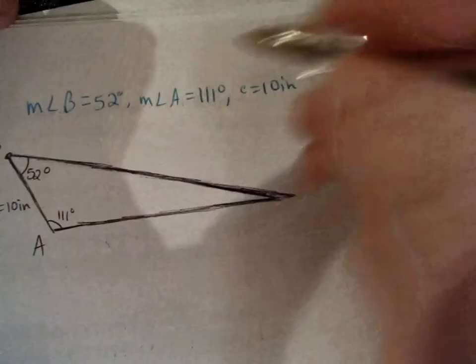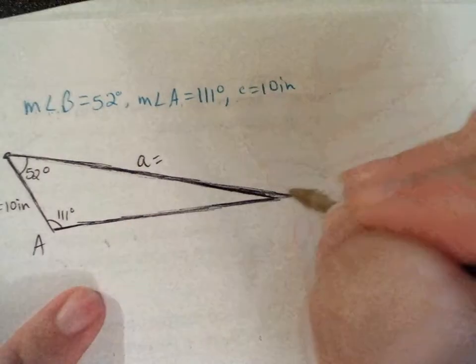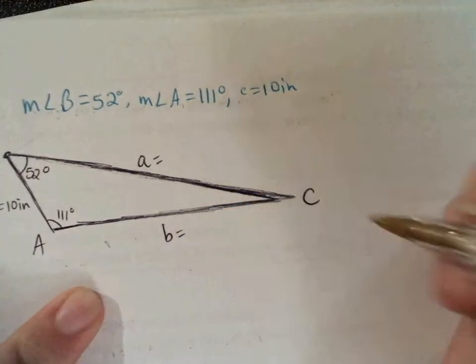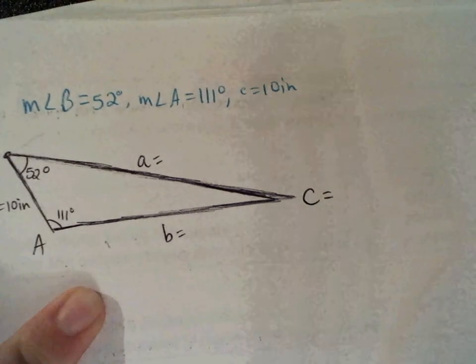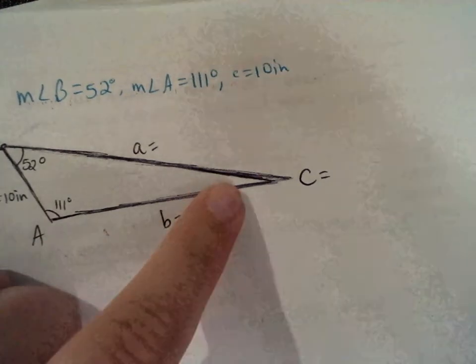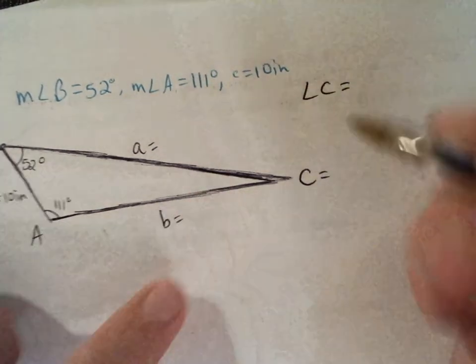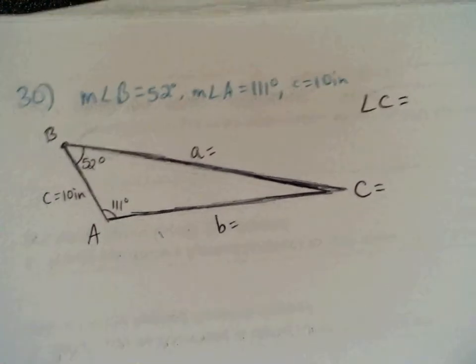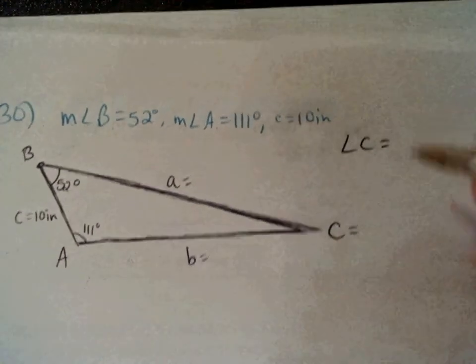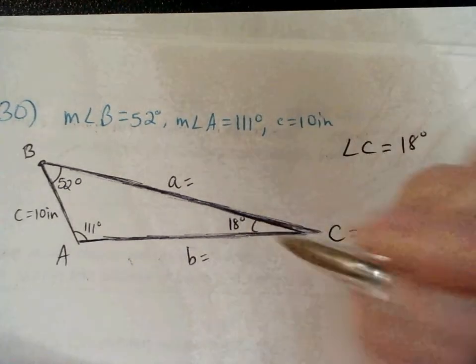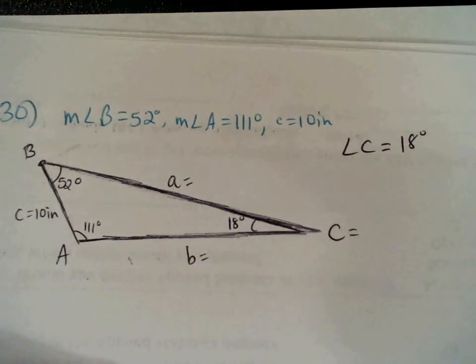Alright, so here we go. This is going to be side A, I need it. This is going to be side B, I need it. And this is going to be angle C, which I need. Okay. I have an angle, I don't have an angle and a side pair. I do have an angle and a side pair because I can find angle C. I know 111 plus 52 is 162, and 180 minus 162 is 18 degrees. So this right here is going to be 18 degrees.